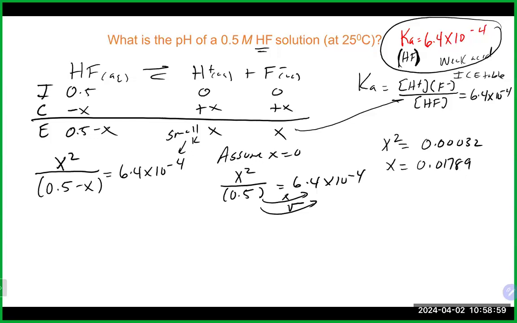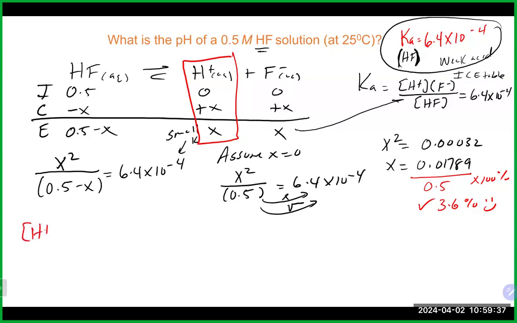0.01789 in this case. Remember that when we do make the assumption, we should check it because, again, it may not always work. To check it, we're going to divide our x value by what we were going to subtract it from and times it by 100%. And in this case, if we do that and times it by 100, it's like 3.6, which means our check is good in this case. And because our check is good, we see that x is equal to our H plus concentration, which means essentially our H plus concentration here is 0.01789.